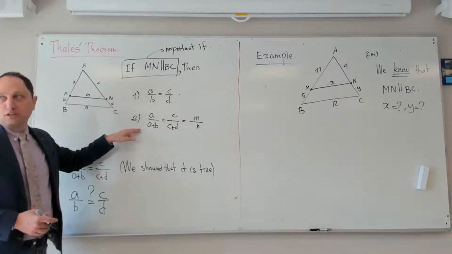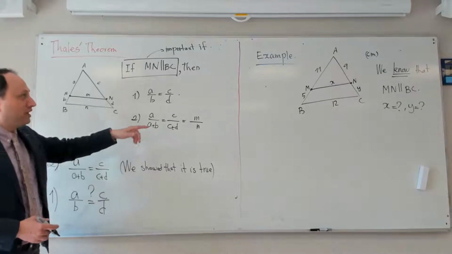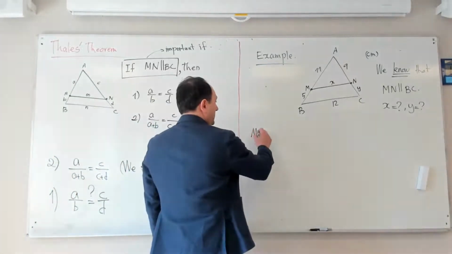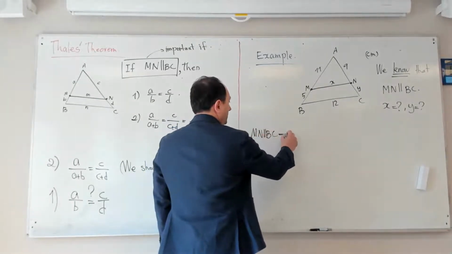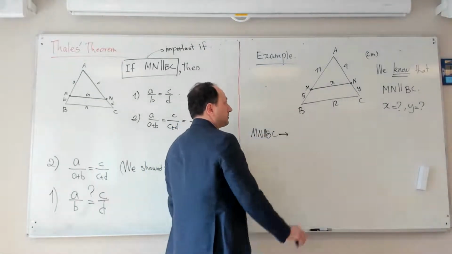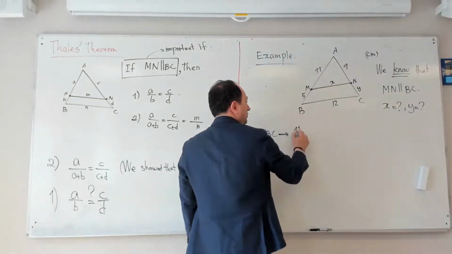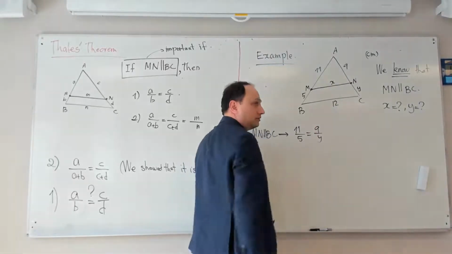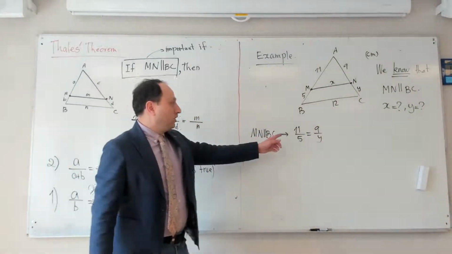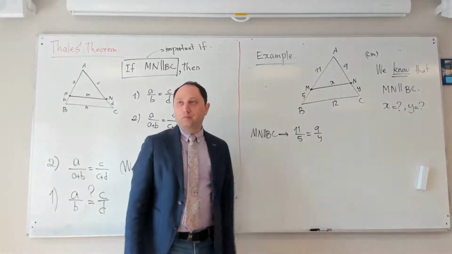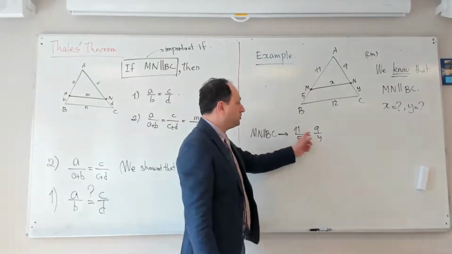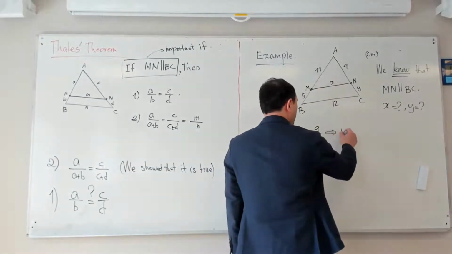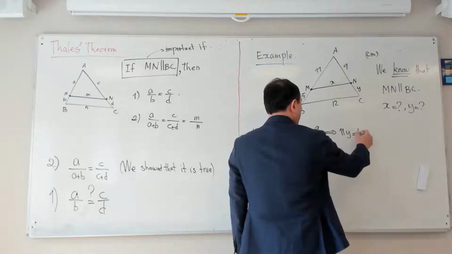Of course, both of them you can use, but you don't want to make trouble for yourself. If I want to find y, what should I write? Because MN is parallel to BC, what can I conclude? I can conclude 11 over 5 is simply 9 over y. As simple as that. All of them are known except y, so I should be able to find y. I will usually use the product of extremes is equal to the product of means. So this gives me that 11y is equal to 45.